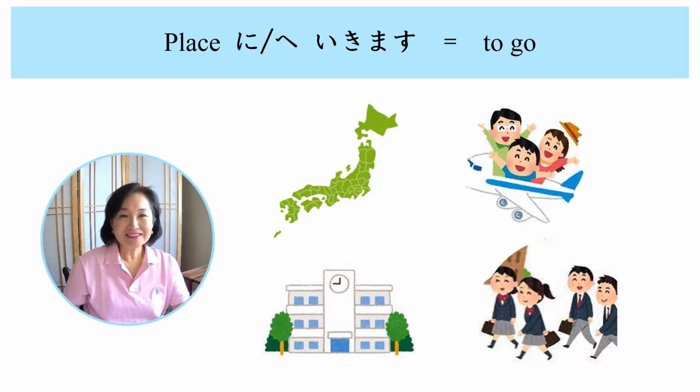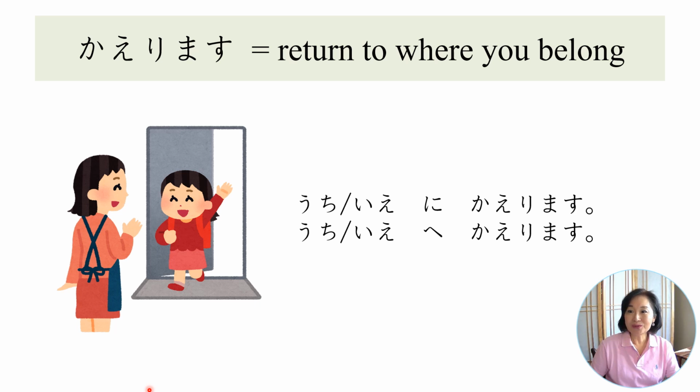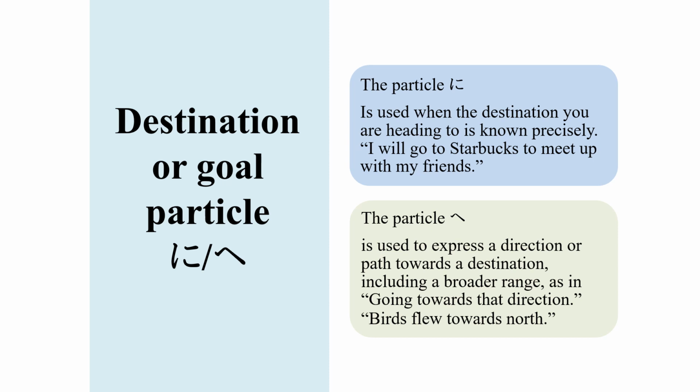Okay, let's go somewhere. How do you say I go to Japan in Japanese? そうです。日本へ行きます。日本に行きます。How about I go to school? How do you say that? 学校に行きます。学校へ行きます。それではセンテンスを作ってください。How do you say I return home or I go back home? うちに帰ります or うちへ帰ります。The difference between うち and 家 is like うち is more like a home and 家 is a house in English.